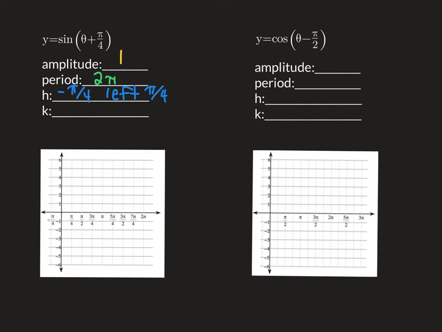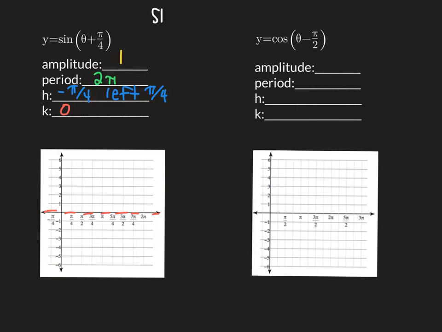K value, you'll notice the k value is 0, which means my midline is right here at 0. Okay, let's talk about that shift. There is one easy way to be able to get the shift and what it looks like in my problem, okay? And that is considering 2 equations.